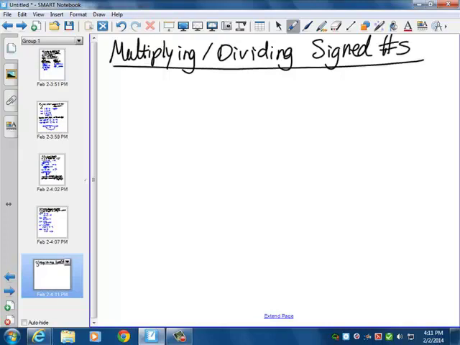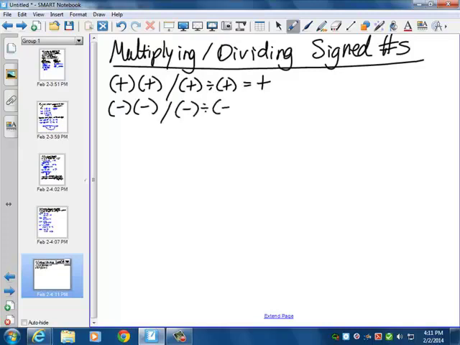So, with multiplying and dividing signed numbers, if we have the same sign, let's do what we're used to: a positive times a positive, or a positive divided by a positive, we always end up with a positive, right? Now, if we do a negative times a negative, or a negative divided by a negative, we're also going to end up with a positive. So same sign with multiplying and dividing any numbers, if it's the same sign, it's always going to be positive.